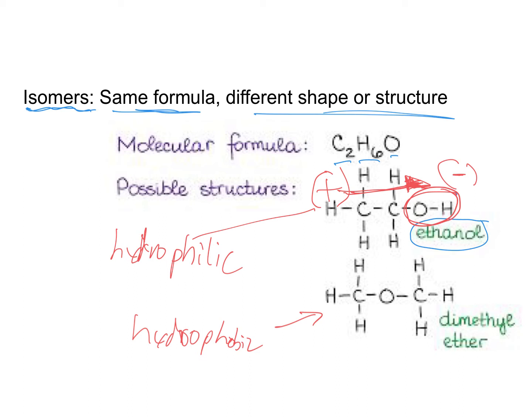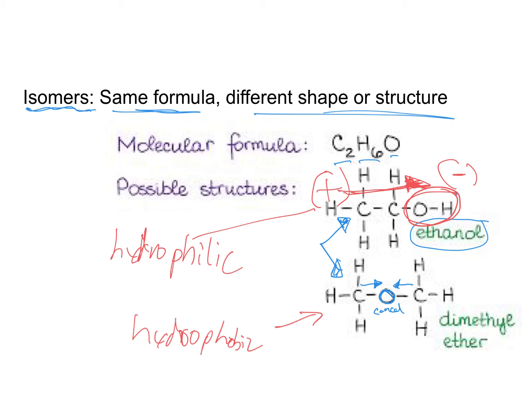So dimethyl ether, now same formula. So these two are isomers of each other. Same formula, different shape, different structure chemically. Now, the oxygen's in the middle here, and you'll notice that it is sort of a mirror image on both sides. So what's going to happen here is there's going to be some polarity in this direction and some polarity in this direction. Since those are the same, they cancel.